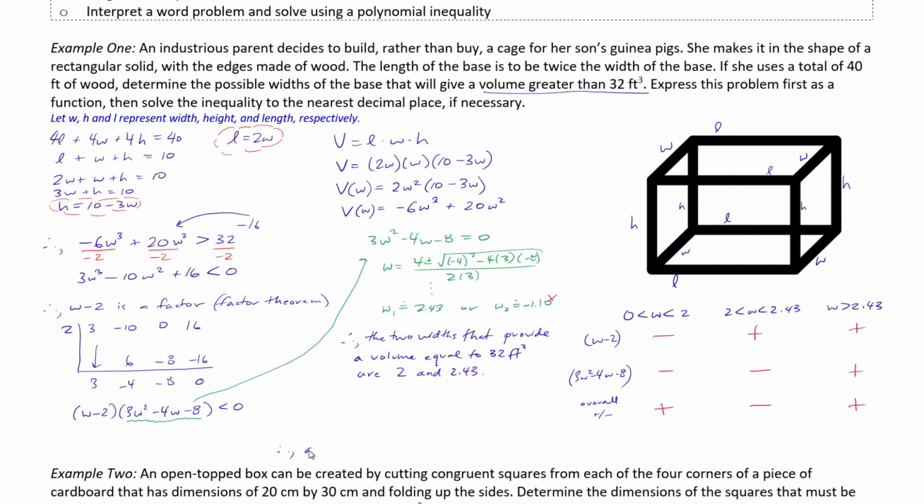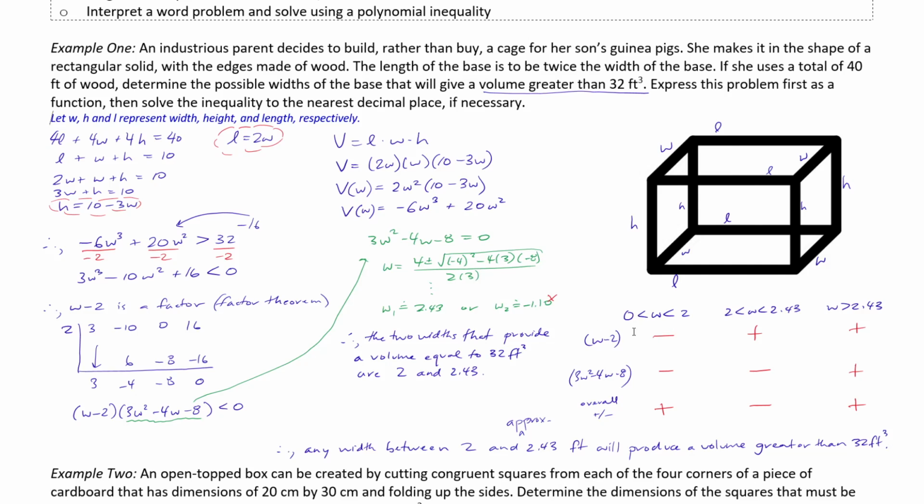So therefore, any width between 2 and 2.43 feet, or let's write approximately, because we approximated it up here, approximately 2.43 feet will produce a volume greater than 32 cubic feet. Note that we are not going to include 2, nor are we going to include 2.43, because those would give volumes exactly equal to 32 cubic feet. And the question said that it wanted a volume greater than 32 cubic feet.